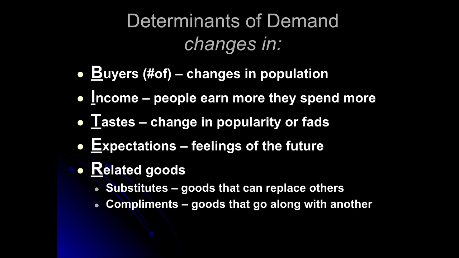So there are 5 things that will shift the demand curve. These are 5 things that can change demand. The number of buyers, right? So a change in population. If many people start moving to Ashburn, more people are going to start demanding or having a demand for houses or apartments, right? If population increases, so will demand.